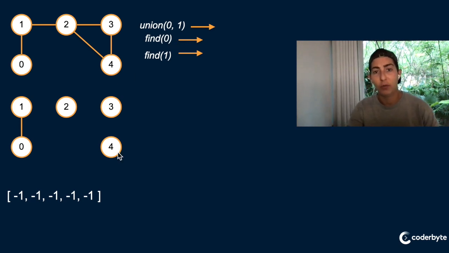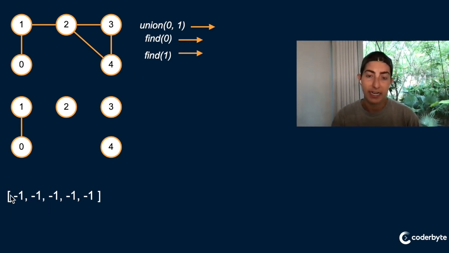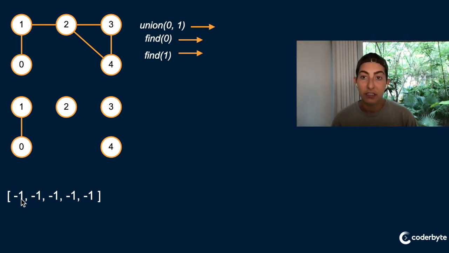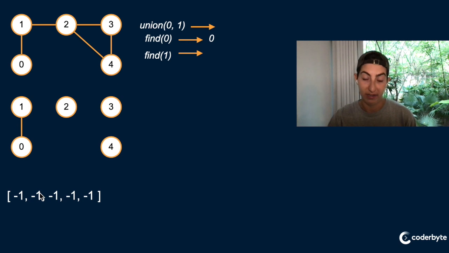So find 0, we go to the 0th index, which is right here, and we see a negative number. So the negative denotes that it is a parent itself, right? So 0 is a parent. So 0 is its own parent, right? And then we call find on 1. Find on 1 is right here, same thing, right? Negative. It denotes that it is its own parent. So 1 is its parent.